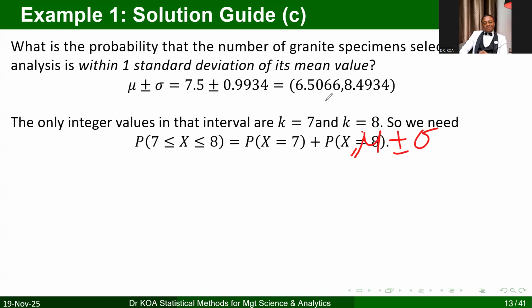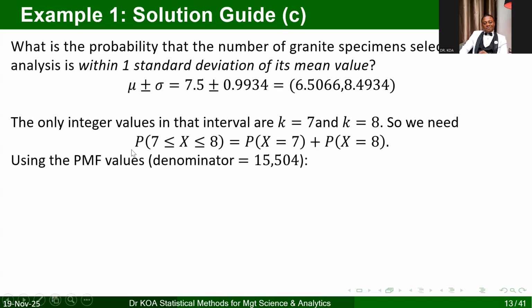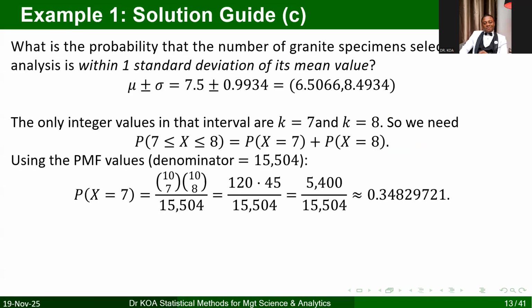Because you are looking for the x value, you find the probability of 7 and add it to the probability of 8, using the hypergeometric function, and you can calculate. At this stage, you are all abreast with that. Okay. That 7 is 0.348. Hey, you did that quickly like that.